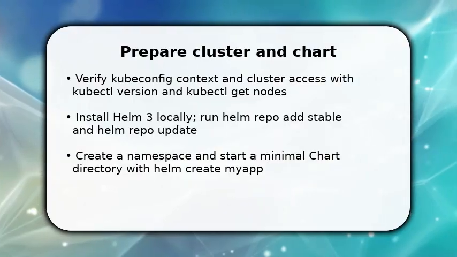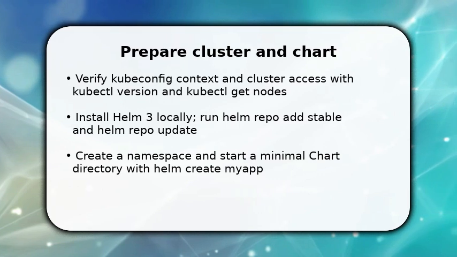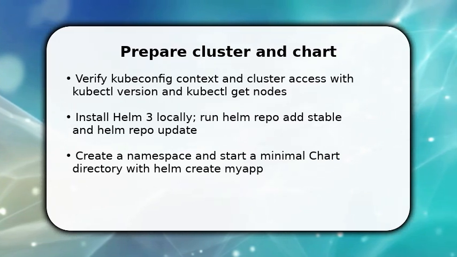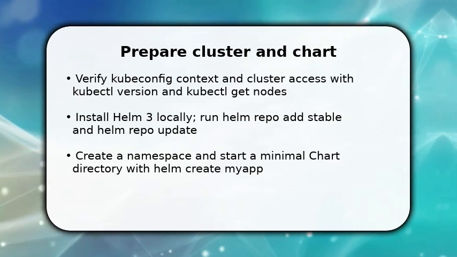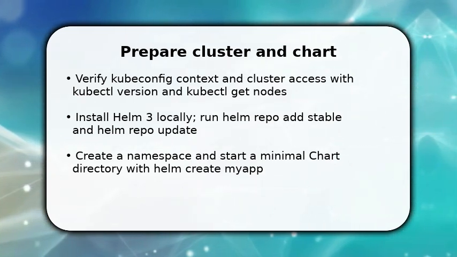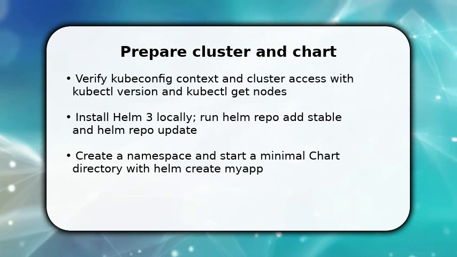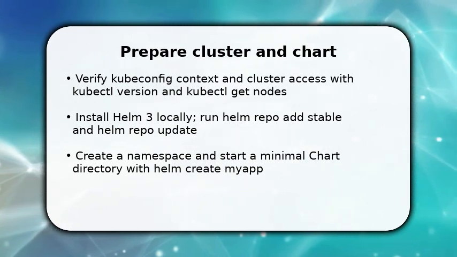You start by confirming cluster access. Check your kubeconfig, run kubectl get nodes, and fix permissions if you cannot connect. Once done, install Helm 3 and add required repos so you can fetch charts. Helm repo update keeps indexes current.